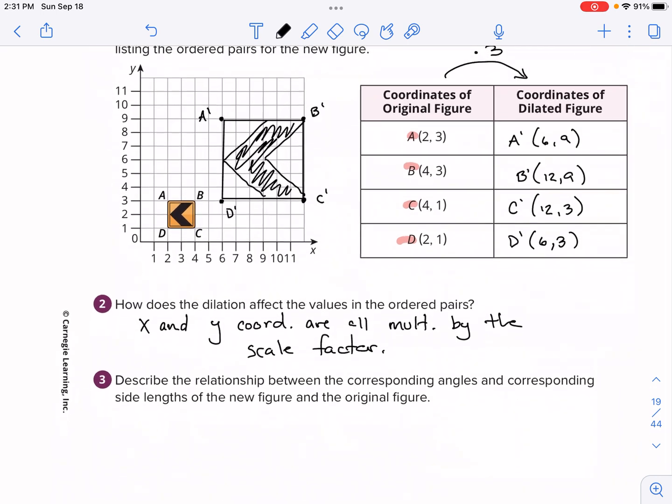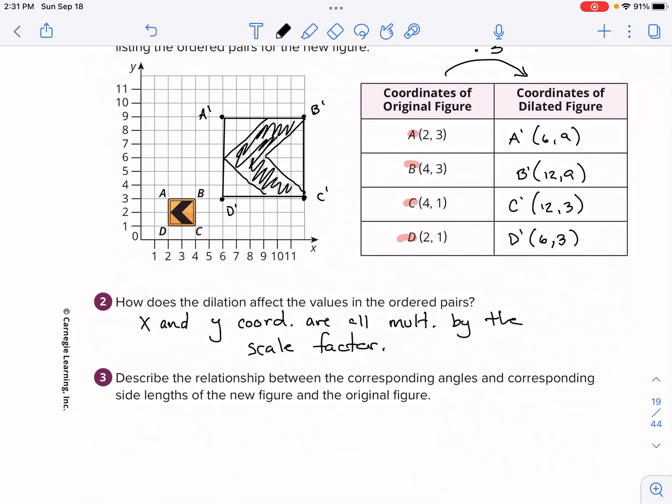Okay. Number 3. Describe the relationship between the corresponding angles and side lengths. So the angles here of everything, the angles are the same. So we're going to say angles are, and when we talk about a shape, we can say that they're equal, but specifically for shapes, you say that they are congruent. Same shape, same size. So angles are congruent.